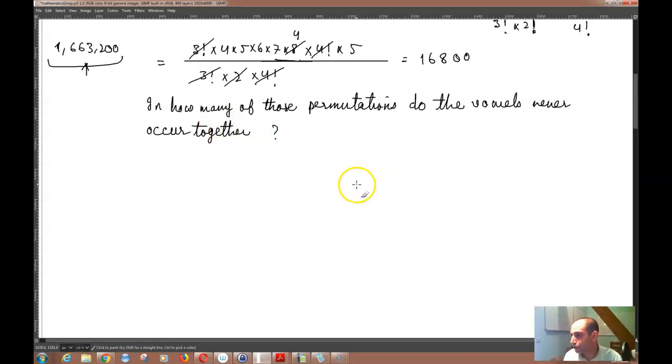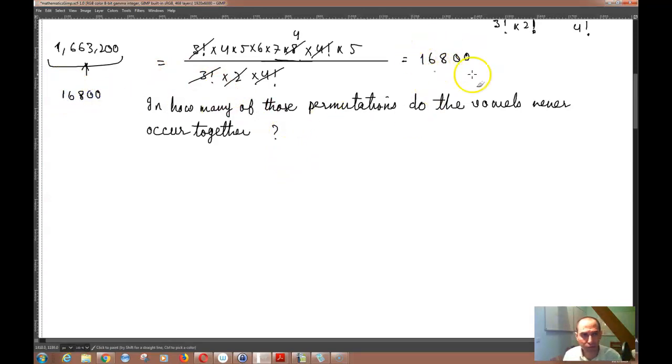Basically, the second part of the question was in how many of those permutations do all the vowels always occur together, and the number we came up with was 16,800. The number was 16,800.